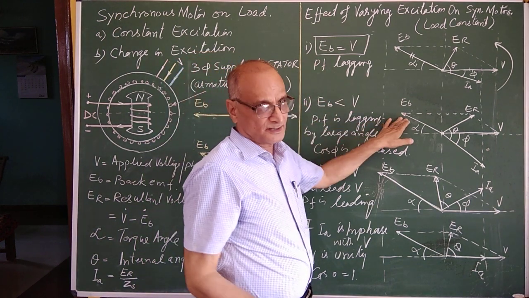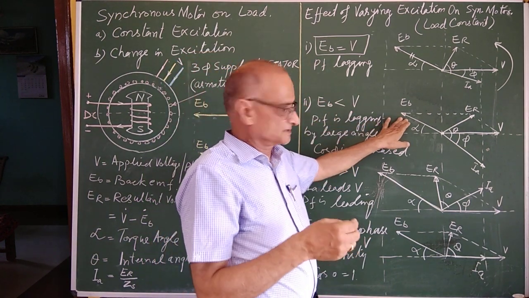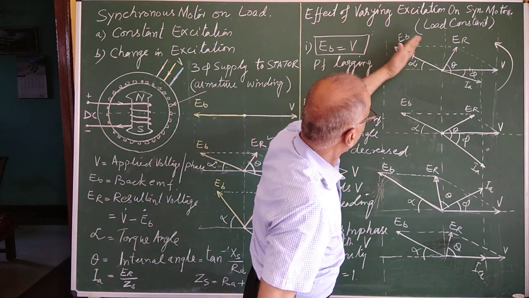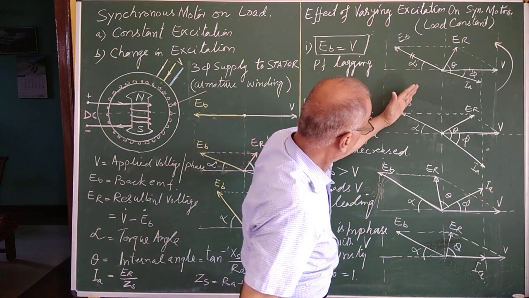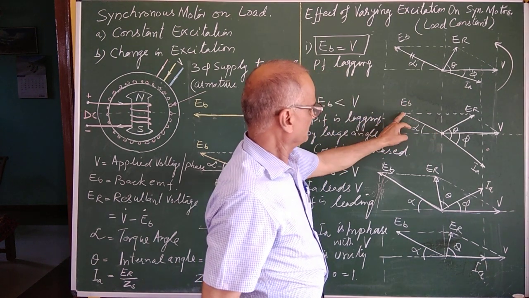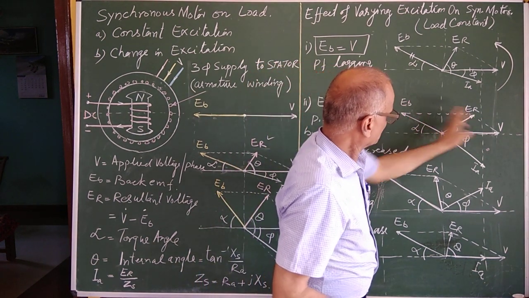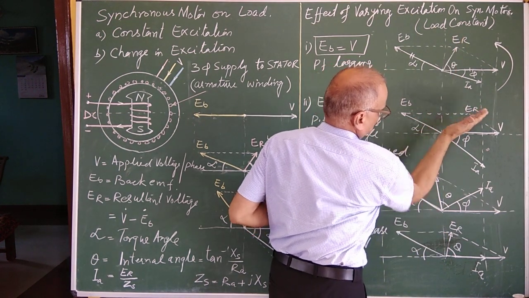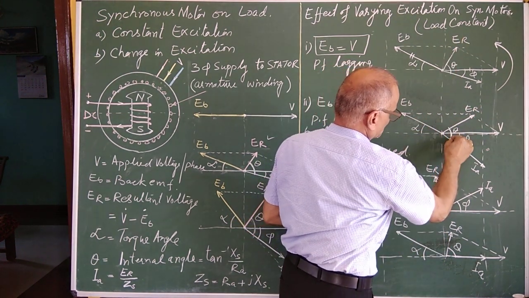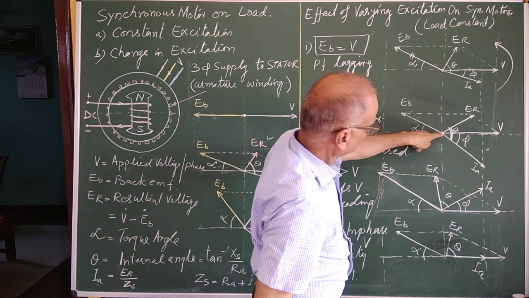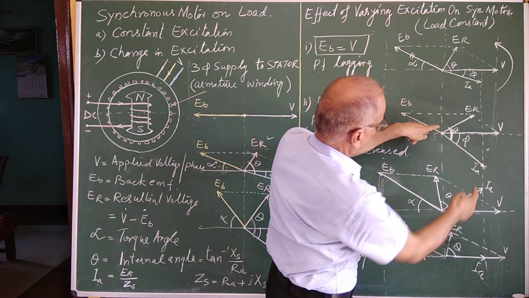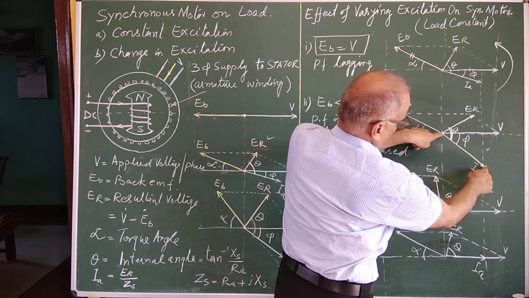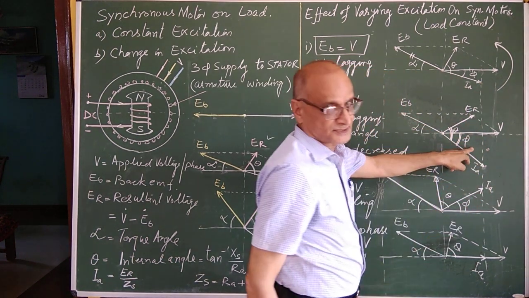In this case, I have reduced excitation. What happens by reducing excitation? EB becomes smaller. When EB becomes smaller, the resultant ER shifts. This ER was here, now this ER is over here. This theta angle is almost fixed, and this IA is increased. This is IA here, this IA is increased, and this angle is also increased.